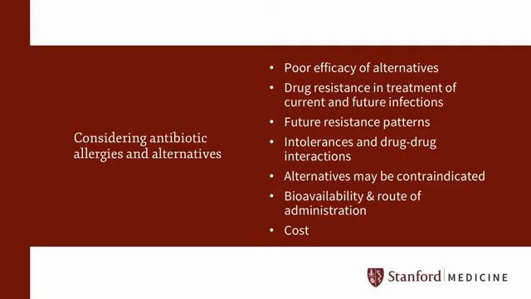Intolerances and drug-drug interactions may also limit use of alternatives, such as gastrointestinal side effects with macrolides. Alternatives may also be contraindicated. For example, we cannot use doxycycline for pregnancy-related syphilis. Penicillin must be used. Other factors such as bioavailability, route of administration, as well as cost should be taken into consideration. Although cost is not the first factor in antibiotic choice, it is one of the central concerns in antimicrobial stewardship.